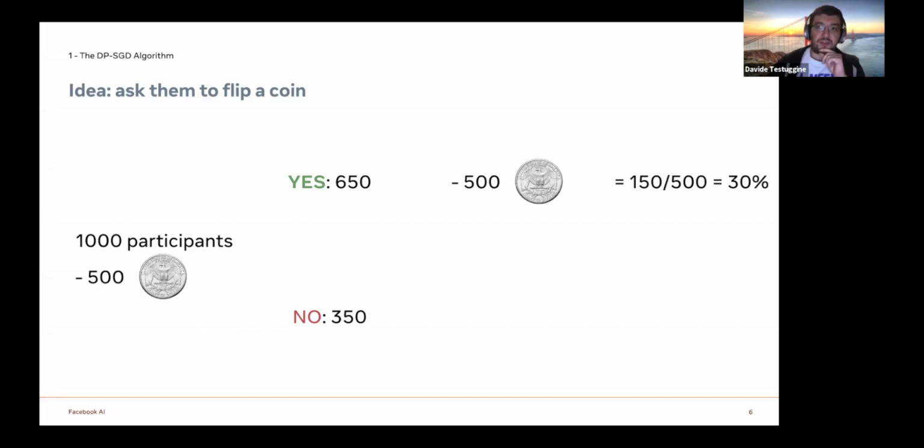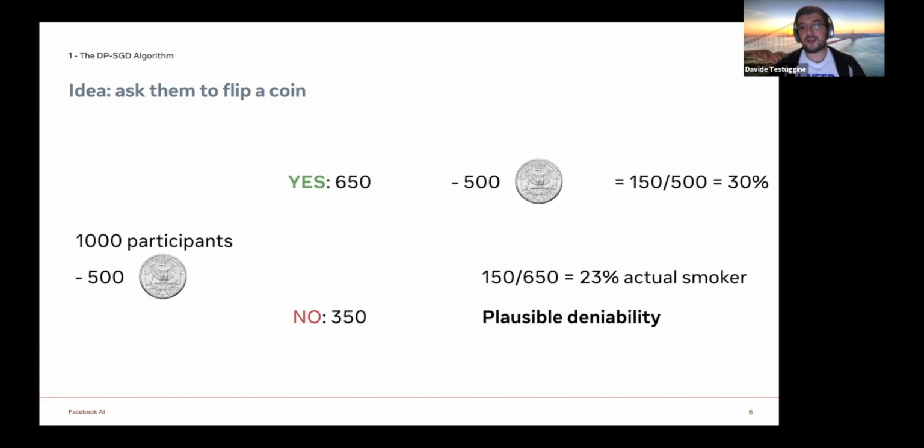The interesting bit about this is, what if we pause now and think about what happens if somebody has given you a yes and you see a yes? Does that mean that they're a smoker? Actually, no. The probability that they are a smoker is remarkably smaller than them having just answered yes due to chance. And so this provides them with what is called plausible deniability. They have a good answer when you ask them, why did you say yes? Well, probably because of that.